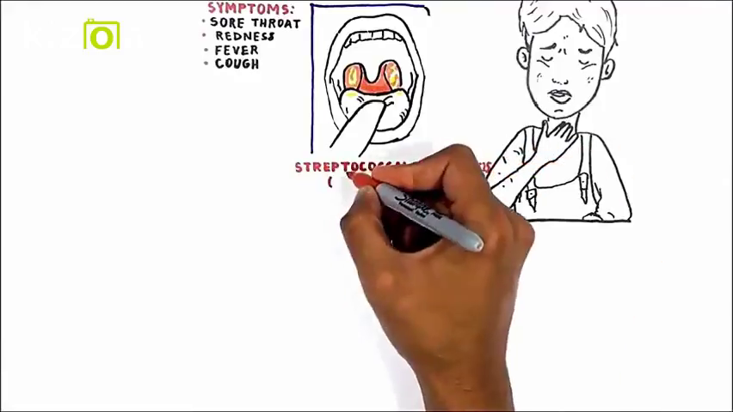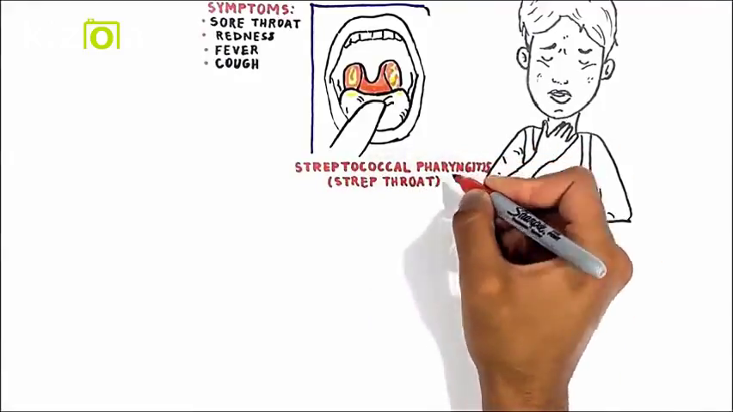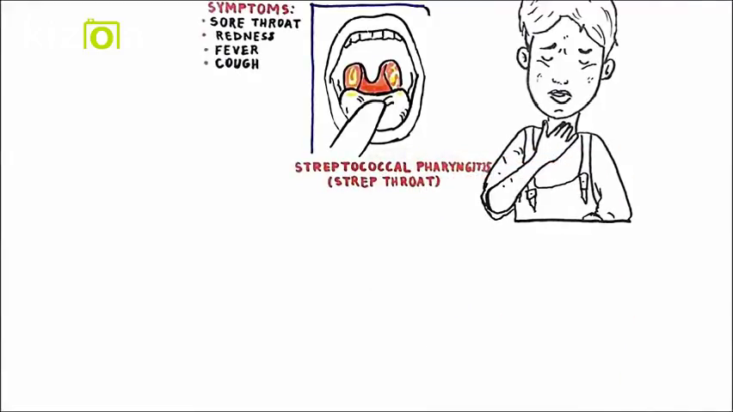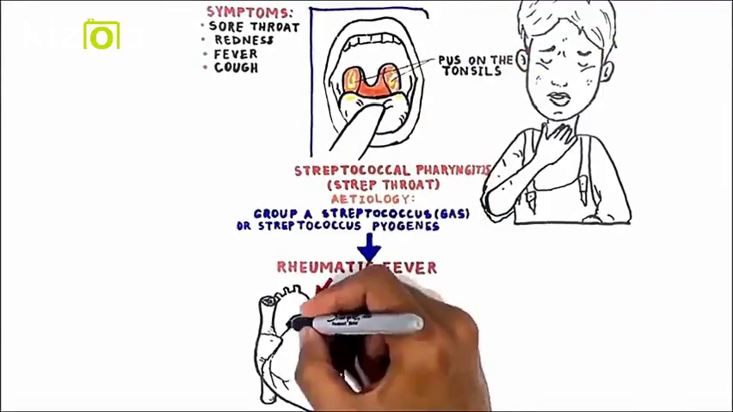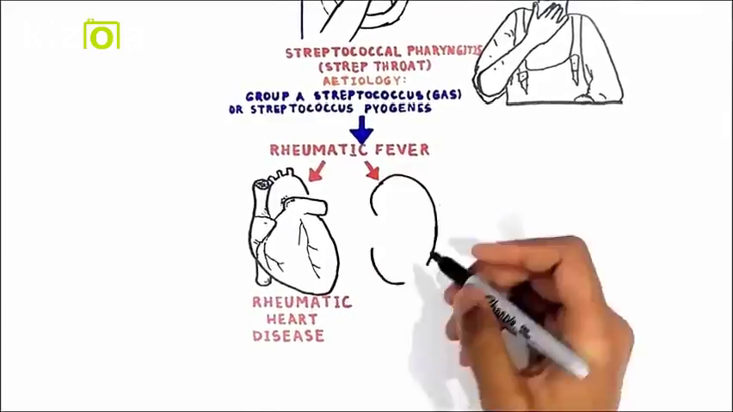Streptococcal pharyngitis, or strep throat, is a common form of pharyngitis in children. In addition to the above-mentioned symptoms, streptococcal pharyngitis is also characterized by pus on the tonsils, and complications such as glomerulonephritis.